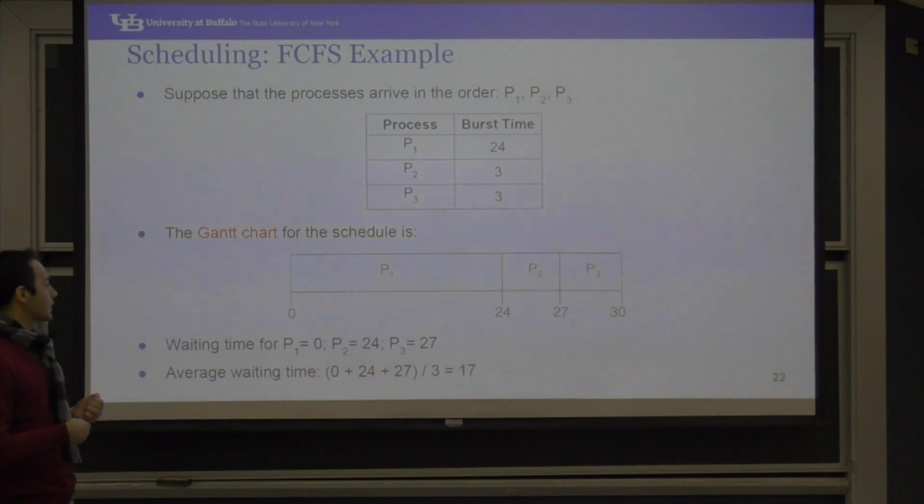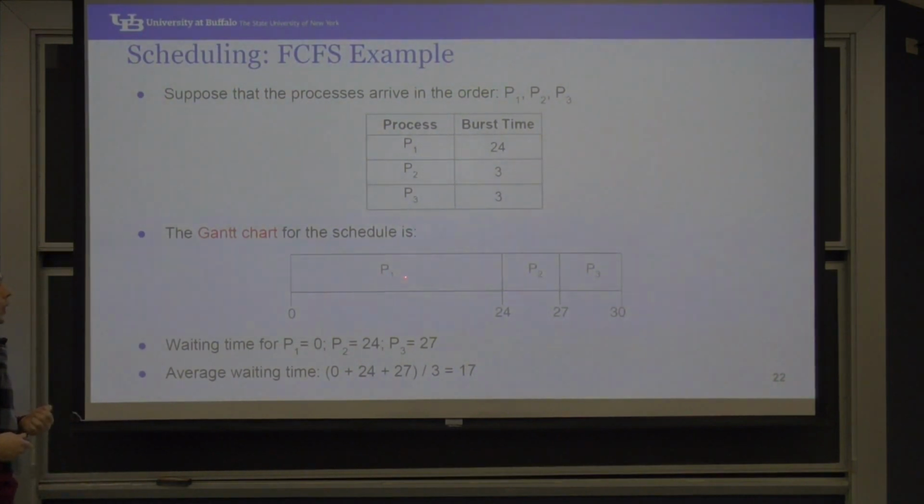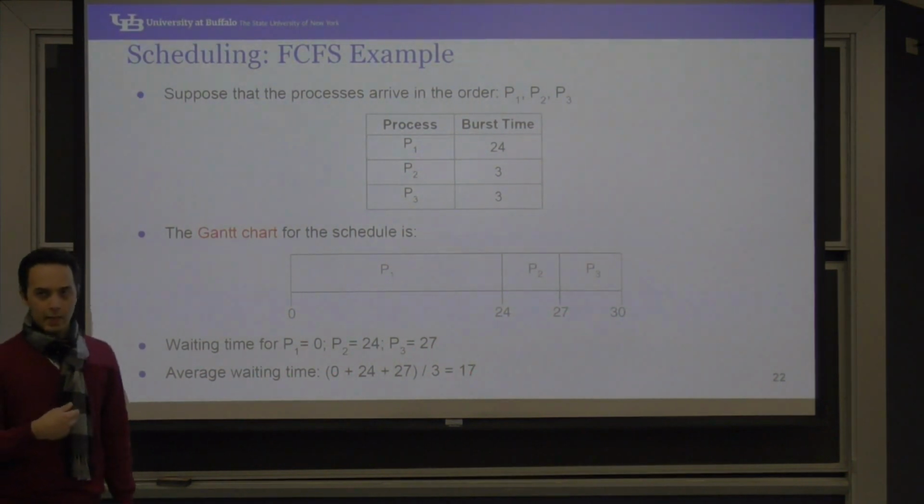So what about the waiting time? Process number 1 didn't wait, right? So it was 0. Process number 2, again, assuming that they all arrived together in the order of P1, P2, P3, P2 waited for 24 units of time before it got the response, and then P3 was 27. So if you average it, then that's 17 in this example.